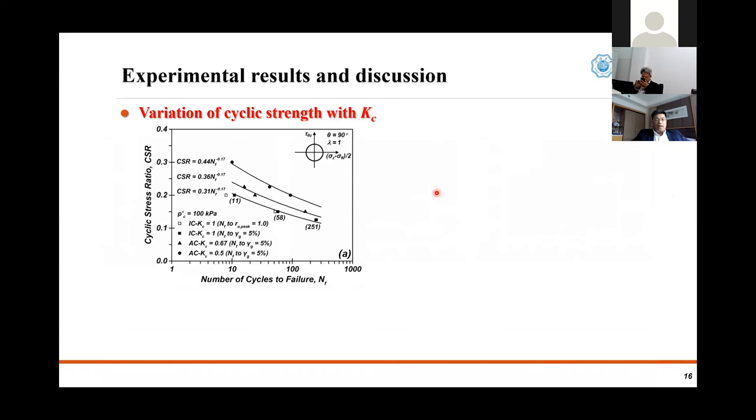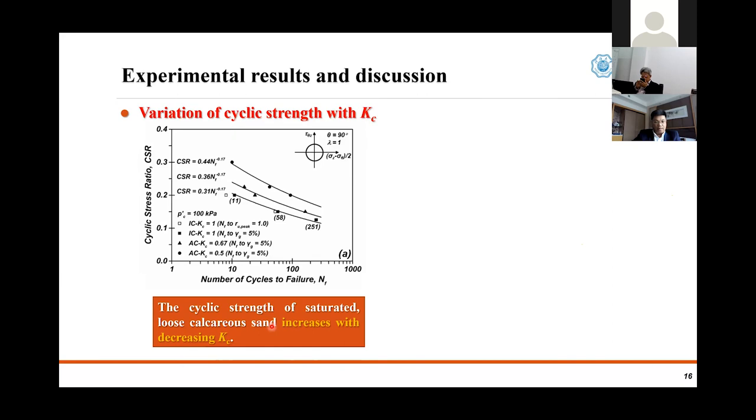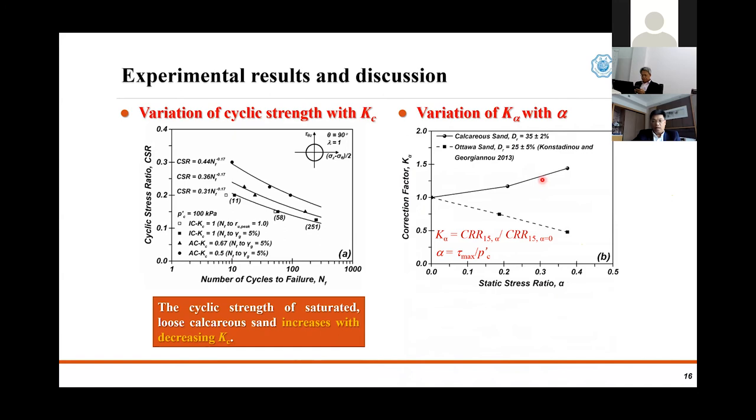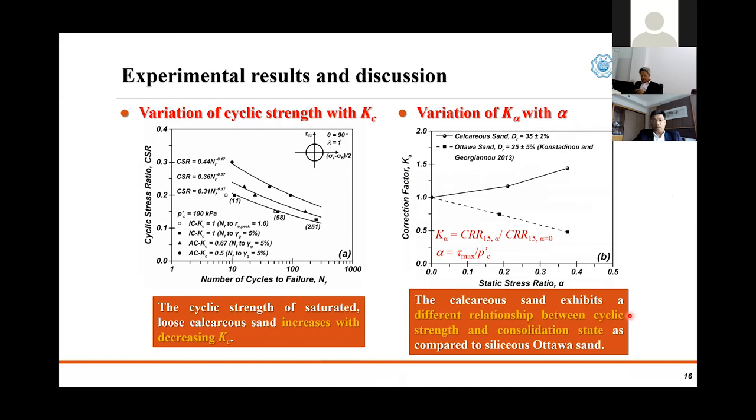And we also compare some variation of cyclic stress with KC. And the cyclic stress of saturated loose sand increased with a decrease in KC and with alpha. Now, this sand shows a different relationship between cyclic stress and the consolidation state as compared to some coarse sand. Yes, we see some coarse sand. We would like to compare some tests with the coarse sand, for example, Toyoura sand, Ottawa sand. As we know, even though it's a coarse sand, different laboratories give different results.